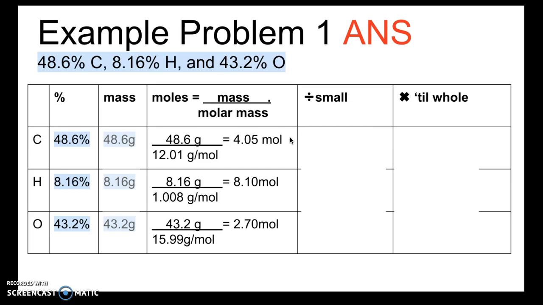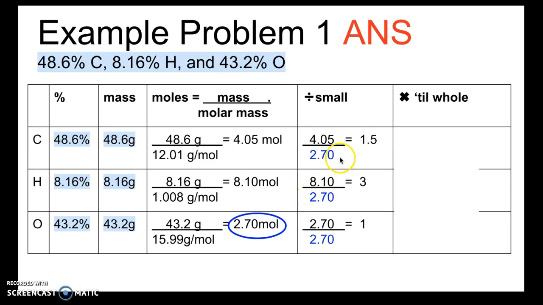In this case, it's the moles of oxygen that has the smallest value, 2.70. So once we identify our smallest mole value, we're going to divide all the other moles by that value. So the moles of carbon, 4.05, we divide by 2.70. The moles of hydrogen, we divide by 2.70, and we do the same thing for oxygen itself. This will give us our molar ratio. So right now the molar ratio of carbon is 1.5, hydrogen is 3, and oxygen is 1.